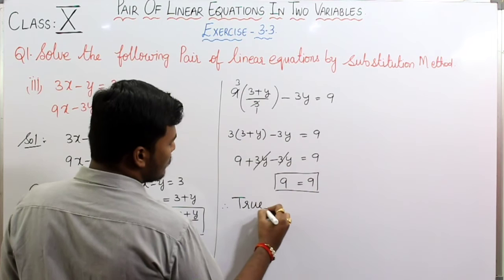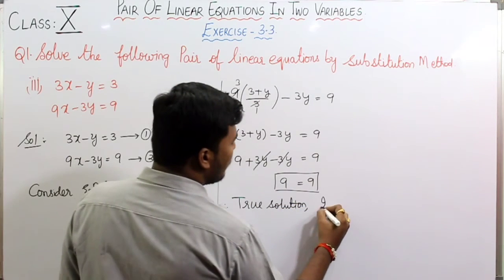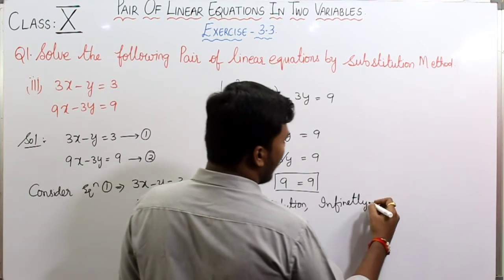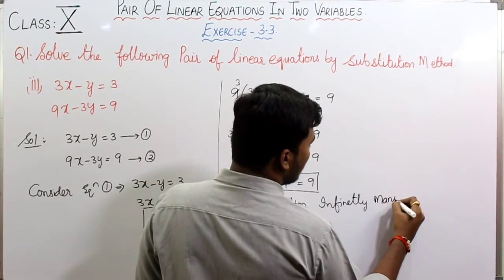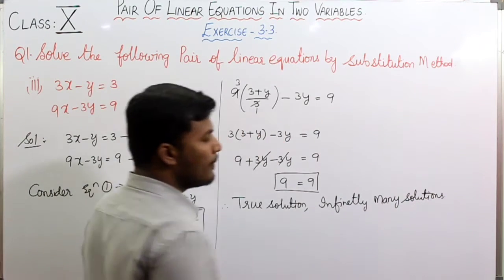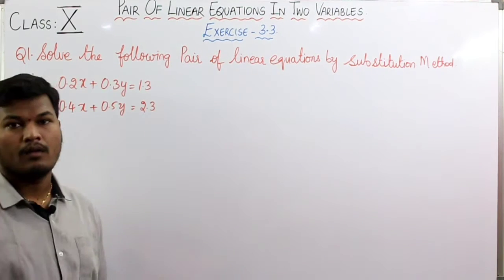These are true solutions, because these two equations have infinitely many solutions. This is possible because they have infinitely many solutions. As these two linear equations have many solutions, we got it as 9 is equal to 9.